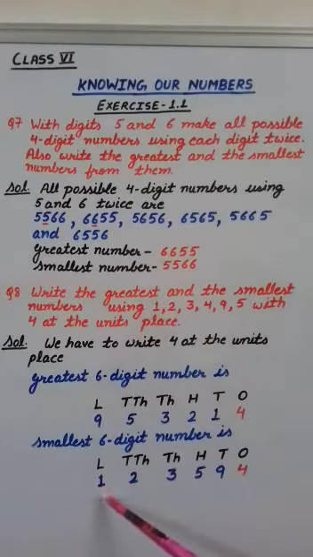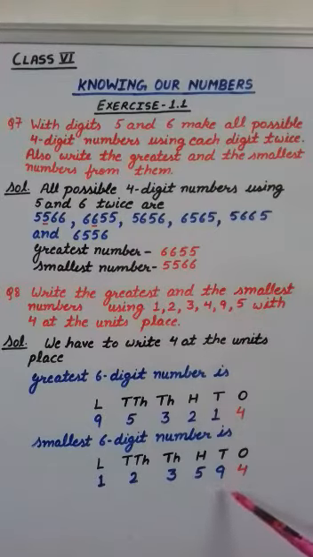So, the smallest digit, first 1, then 2, then 3. Then 4 is already there, so we will not repeat. So here 5 and the last one 9. So the smallest 6 digit number is 1,23,594.